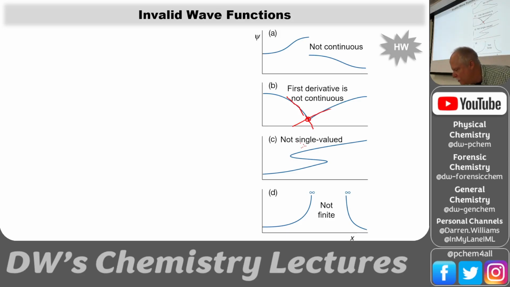Do y'all understand what single valued is? If I pick an x right here, my wave function has 3 values at that x. So we can't have a loop in our jump rope. And then it can't be infinite anywhere in between the boundary conditions. So this wave function is not finite. So those are the 4 rules that will break a wave function. So if your function doesn't break any of these rules, then it's a valid trial for a wave function.